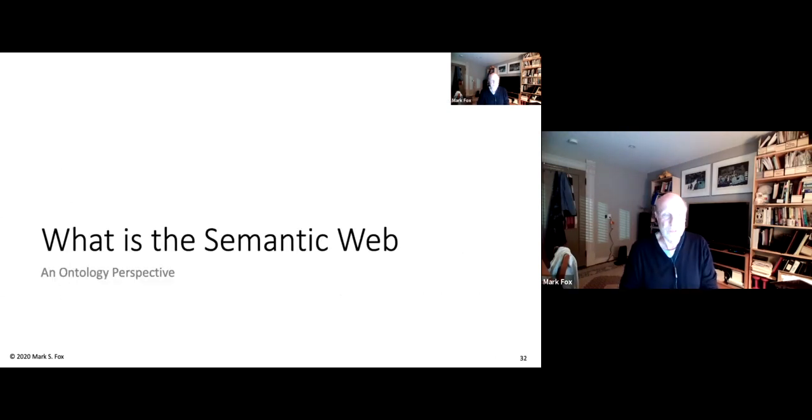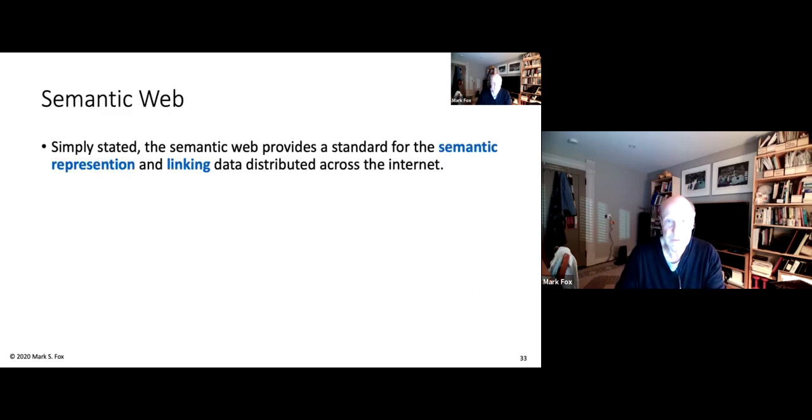So, what is a semantic web? This is an ontology perspective. The semantic web, simply stated, provides a standard for the semantic representation and linking of data distributed across the internet. Okay, we have this wonderful internet. We have the World Wide Web, which allows us to request information from one server to another across the world. But that's at the web page level. It's not at the individual data level.